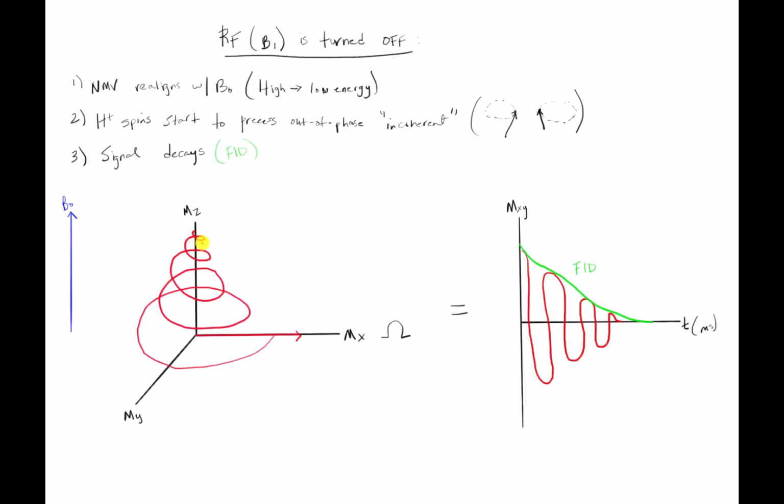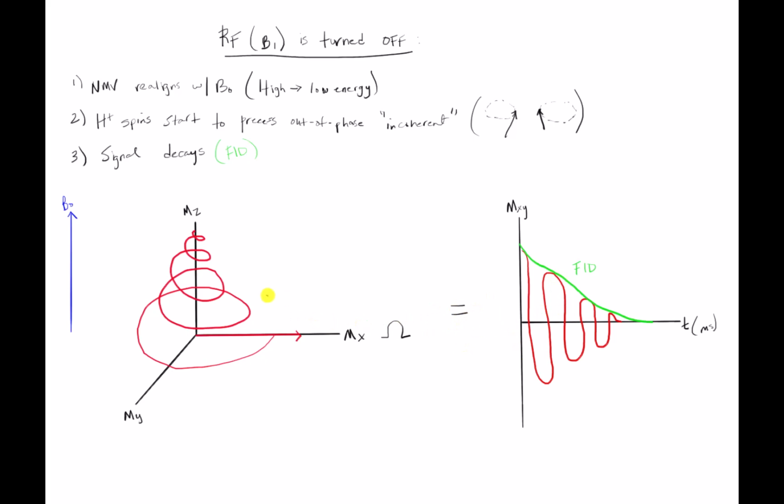Second, the hydrogen spins will start to precess out of phase, which is termed incoherent. You have different tissues within the body and they precess at different rates, so they are going to be at a different point along the precessional path, which will reduce the signal or cause the signal to rapidly decay, which is the third thing that happens when the RF pulse is turned off, and can be shown with this two-dimensional drawing over here.